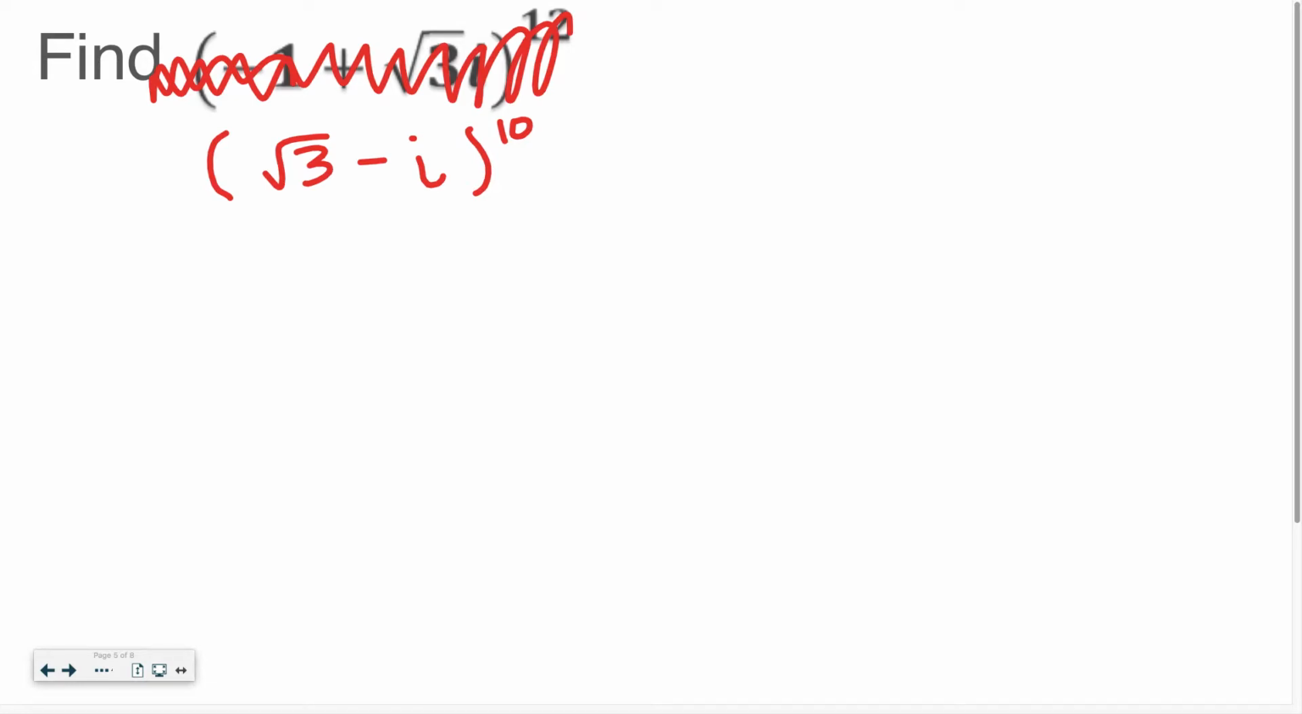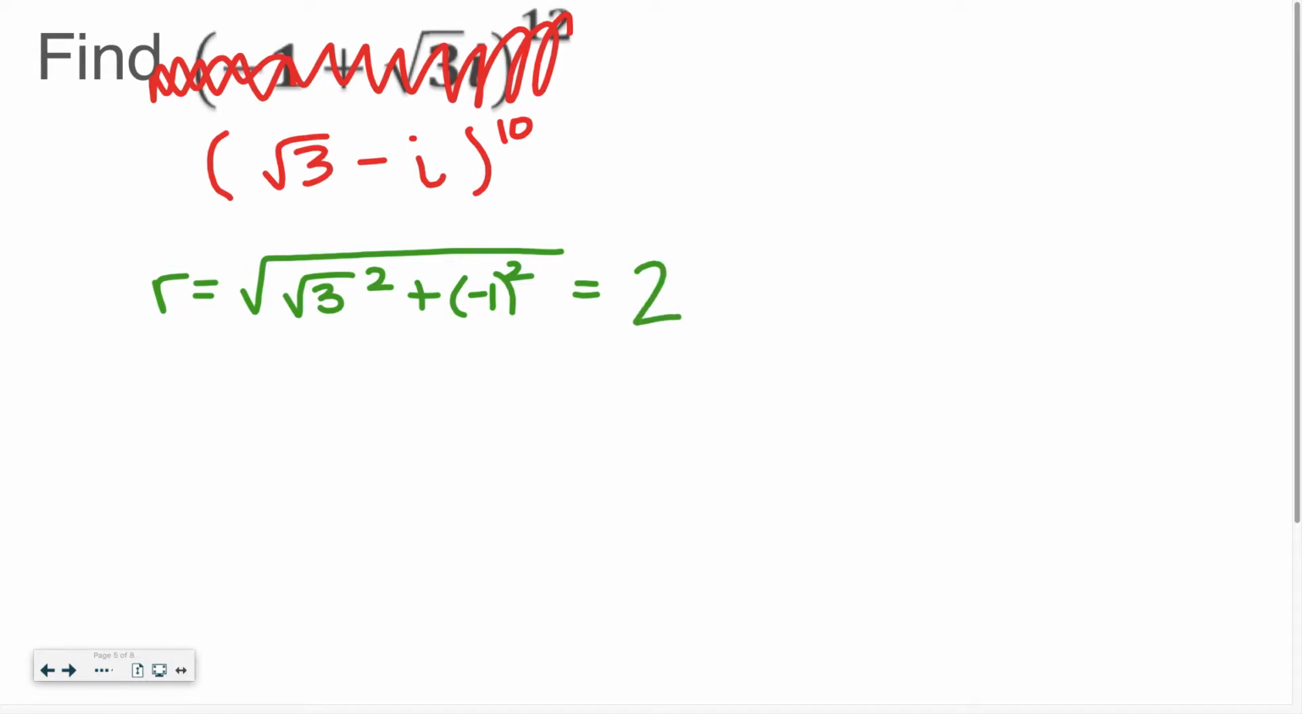So let's do this. The r value, the square root of a squared plus b squared would be, what did you say, Braden? 2. And some of you can see that without doing the Pythagorean theorem, and that is fine. We also need our angle. So the tangent of theta is negative 1 over radical 3.